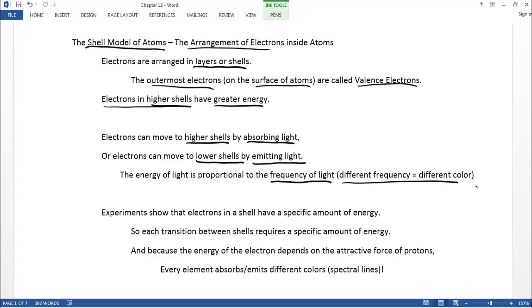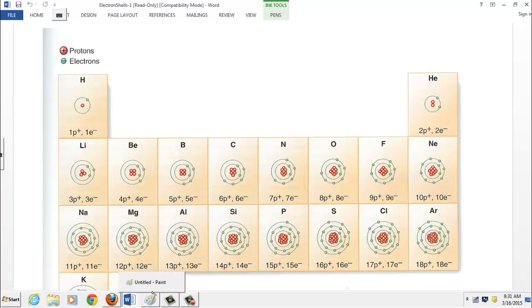And there are only certain numbers of shells there. You can't have all possible combinations. That's what the data tells us. So each transition between shells requires a specific amount of energy. And each atom is going to absorb or emit particular energies of light, or in other words, different colors.